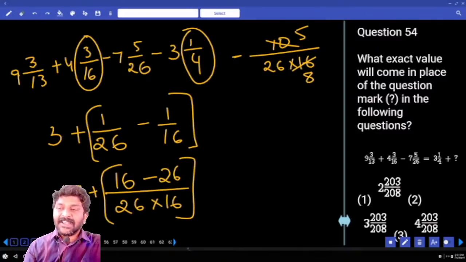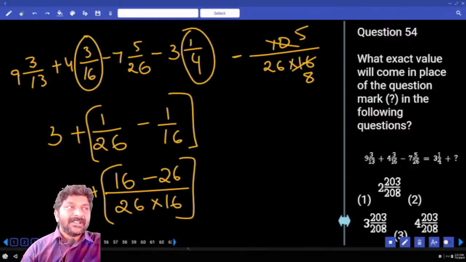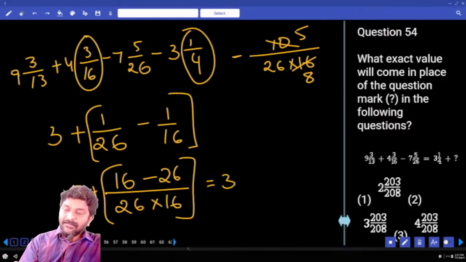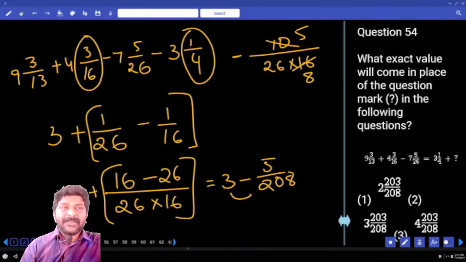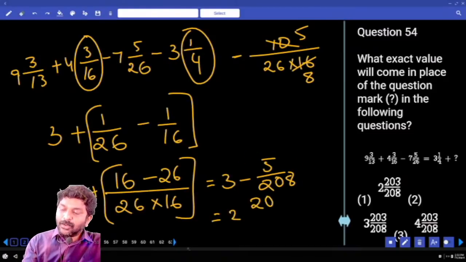2 5 times. 8 times. 26 8 times. 26, can we write it as 25 plus 1? 25 times 8 is 200, correct? And one more time 8, that is 208. So it is 3 minus 5 by 208. Take 1 from this number. How much is left over there? 2. 1 minus 5 by 208 in the sense 203 by 208. First option is the answer.